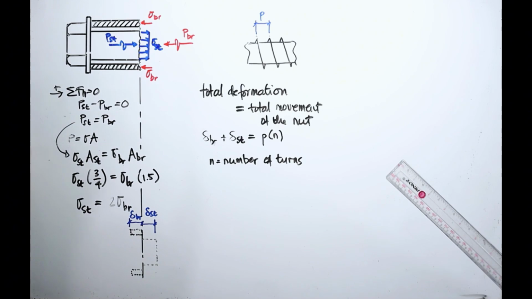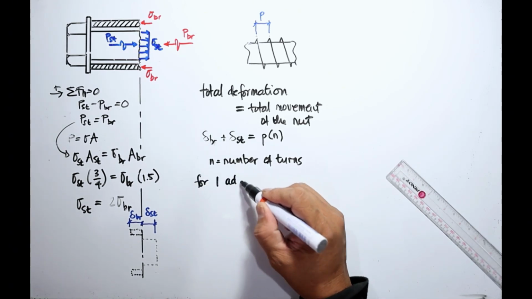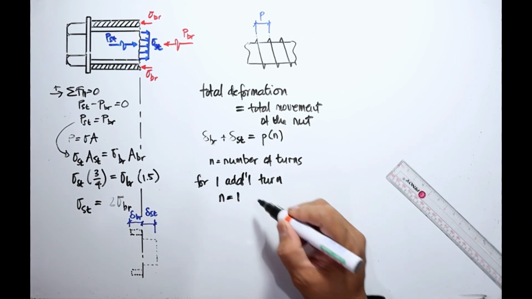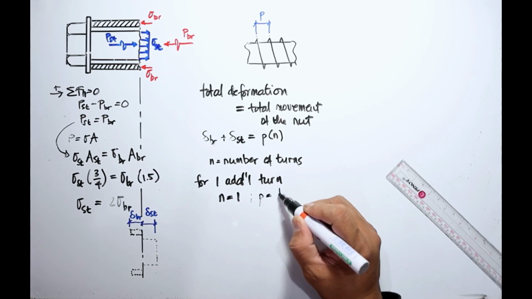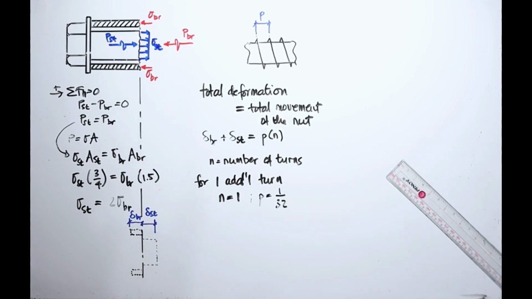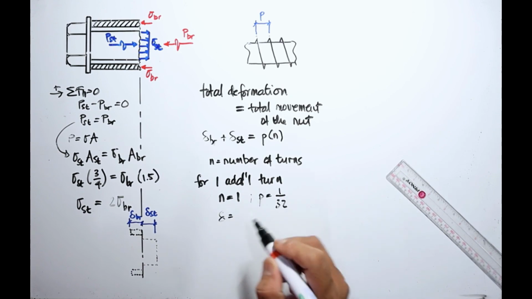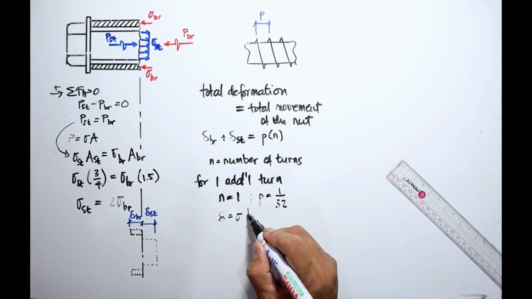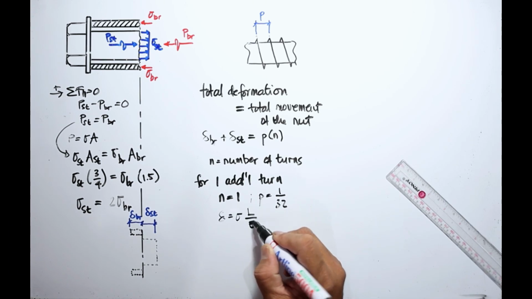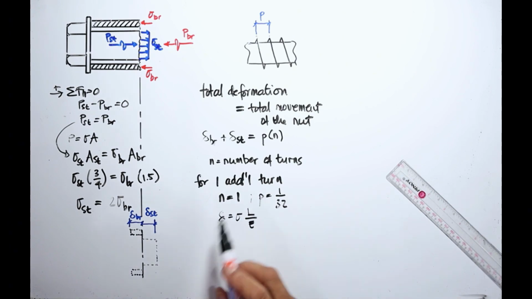That means the nut is already tightened to cause a stress of 4,000 psi in the bronze. Okay. Now we need to turn it one more time and find the stress that it will cause in the bronze and the steel. So for one additional turn, N is equal to 1. And then we know that the pitch is 1 over 32. And deformation is stress times length over modulus of elasticity. Okay. So from this, we get this second equation.